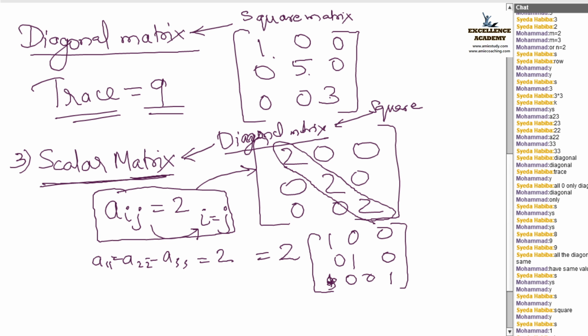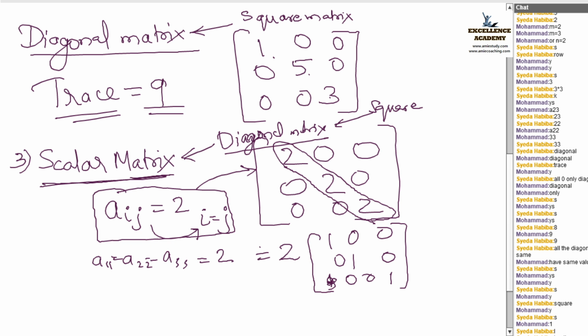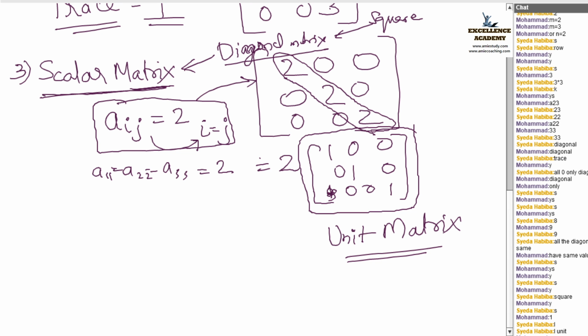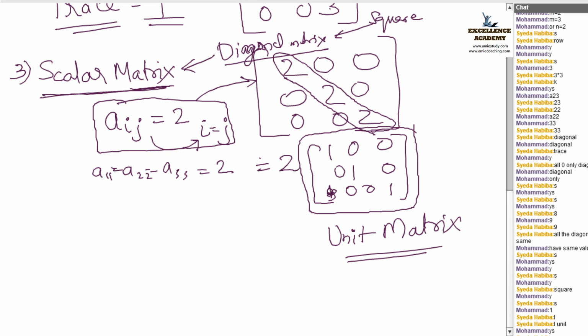That brings us to the next definition of the matrix known as unit matrix. Yes, this matrix in which all the diagonal elements are unity is known as unit matrix. Understood? Is that clear? So can you tell me how can you define a unit matrix of order 2?